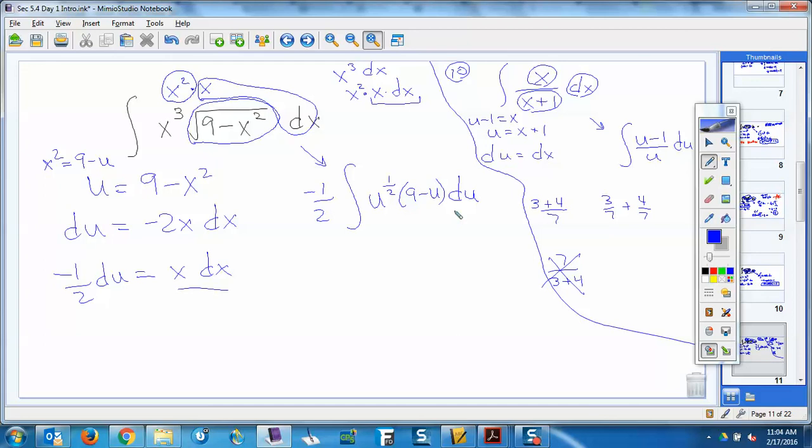So this looks a lot like what I ended up with here, but what I ended up with is actually a lot better because I can now do some algebra. Okay? So now I can take this and I can distribute, and I get 9u to the 1/2 minus u to the 3/2 du, because you add those powers, right?